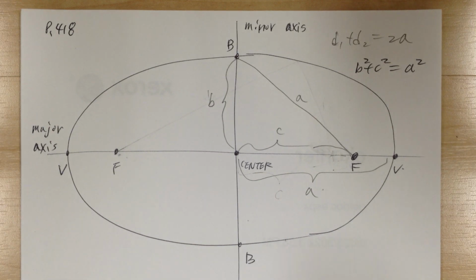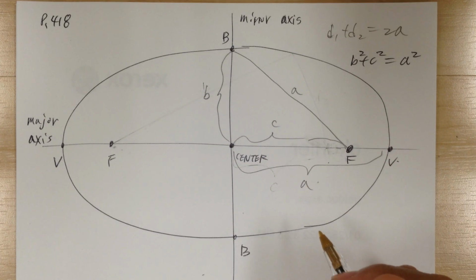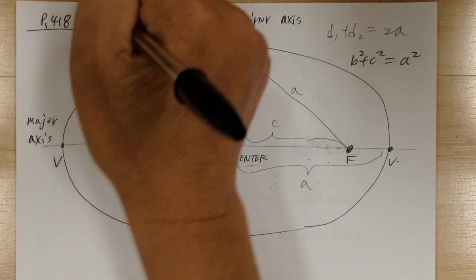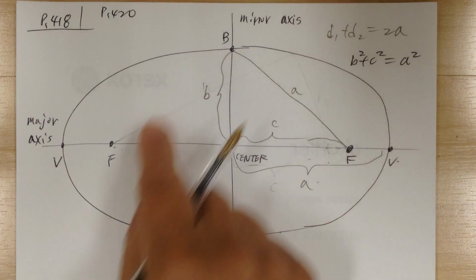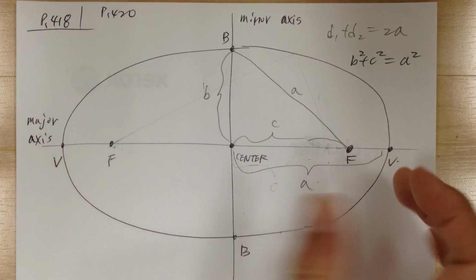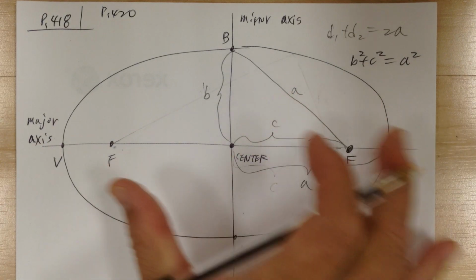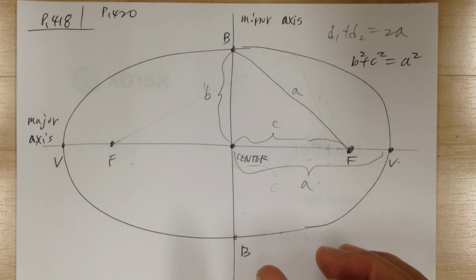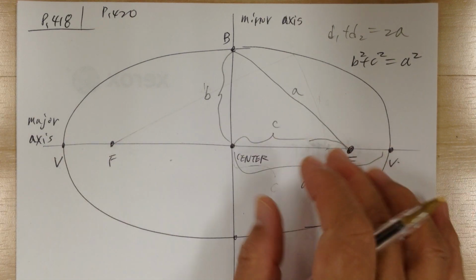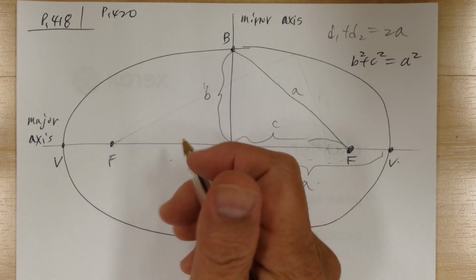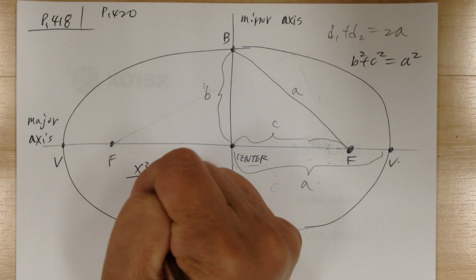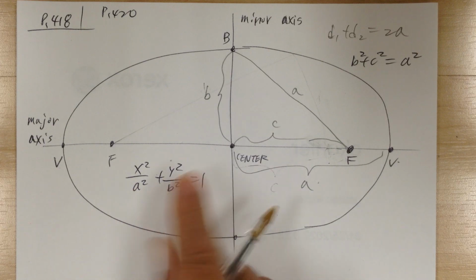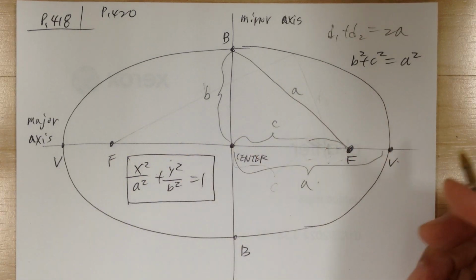Okay, so now when you go to page 420, the equation for an ellipse. So this is the long way. So when it's like this, this is going to be in the x direction. You always refer to the major axis. So if this is the long way, this would be x. So your equation would be x squared over a squared plus y squared over b squared equal to 1. So this is the equation for this ellipse.